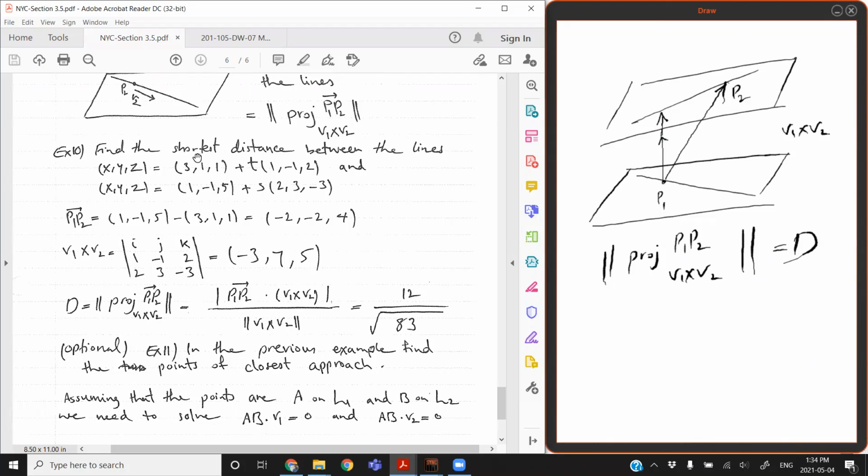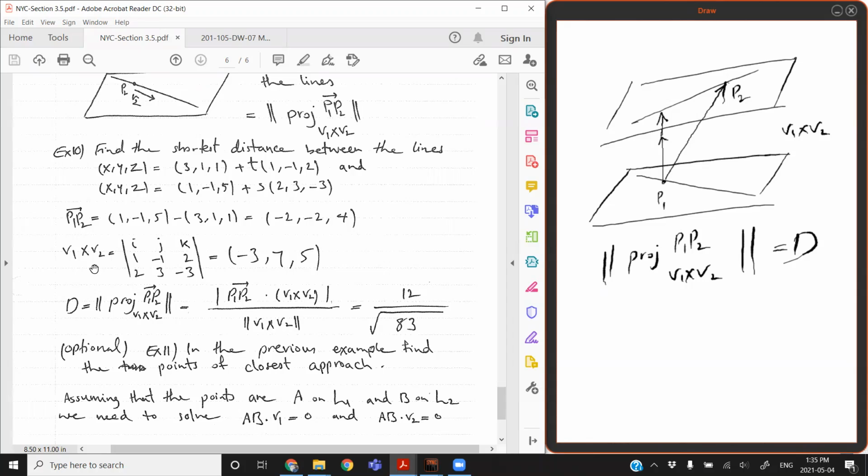So in this example, it says find the shortest distance between the lines. We can take this to be P1. We can take this to be P2. We can take this vector to be V1, and we can take this vector to be V2. Just find P1, P2, terminal minus initial, we get the answer.